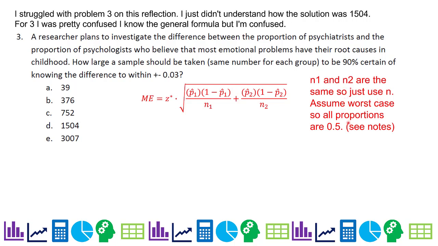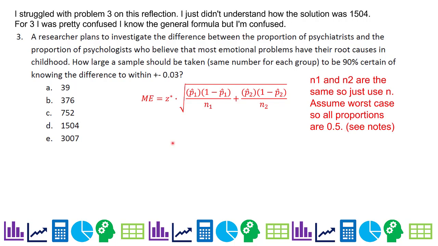Now, we have no proportion to start with. We use 0.5. If you don't have a single proportion, we do the worst case scenario, which is 0.5. Why is it worst case? Because that gives us the widest standard error. And if you'd like to see more on that, look at your notes for the previous lesson.